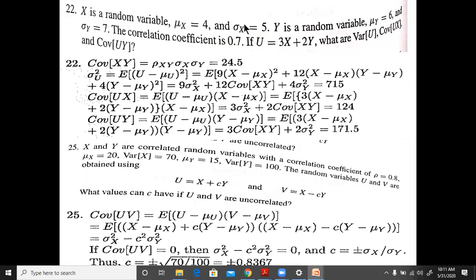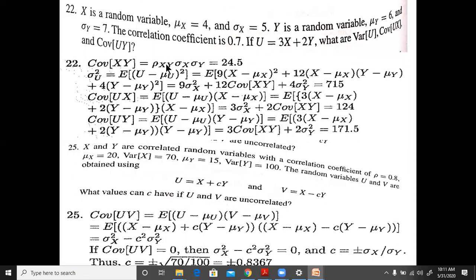Then problem 22: x is a random variable with a mean and again the standard deviation here, not variance. So this square will be the variance. Y is the random variable again with mu y equal to 6 and standard deviation equal to 7. Correlation coefficient is 0.7. If u is equal to 3x plus 2y, what are the variance of u, covariance of ux and covariance of uy? So covariance of xy is what we can try to find out.